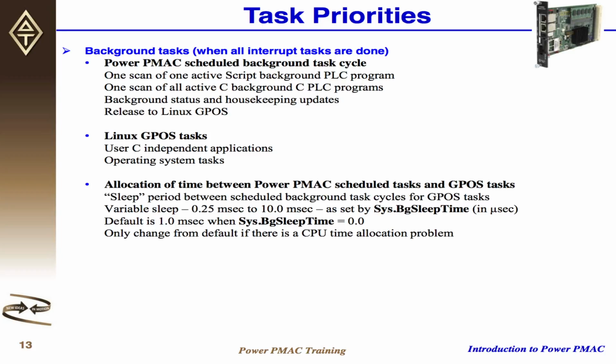And then the background releases to the Linux operating system, and this is where the Linux tasks will then take place. So any of the independent C applications, this is something that's just running in the Linux operating system, and then the Linux operating system tasks. The time that's allocated between these various tasks and the operating system tasks is called a sleep period. We'll talk about this in a little bit more detail when we get into the C programming. And so there is a structure name called sys.bgsleeptime. And this is set in microseconds.